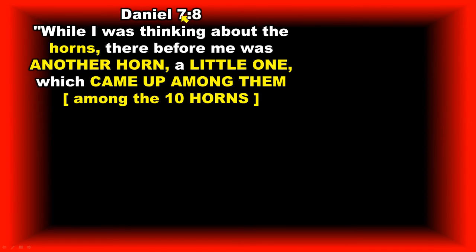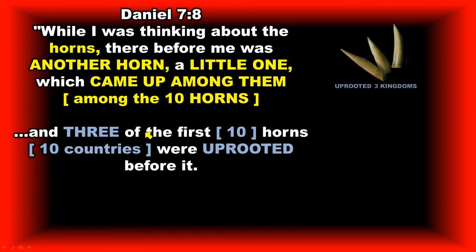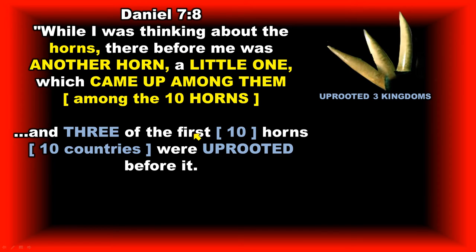So Daniel 7, verse 8. While I was thinking about the horns, there before me was another horn, a little one, which came up among them. So this little horn came up among the 10 horns. And three of the first of the 10 horns, that is the 10 countries, were uprooted before it. So this little horn uprooted three kingdoms.